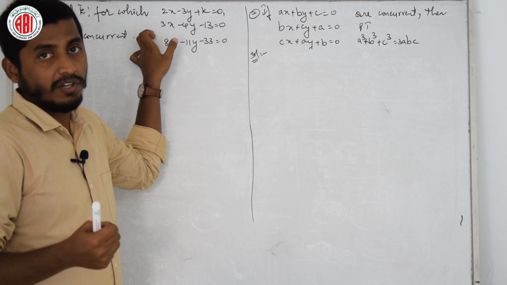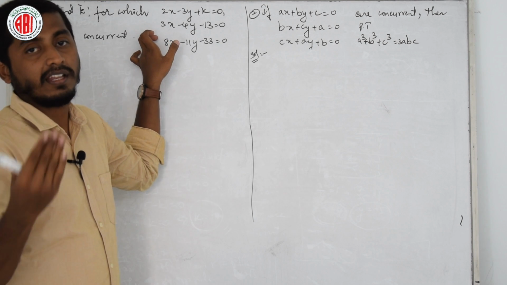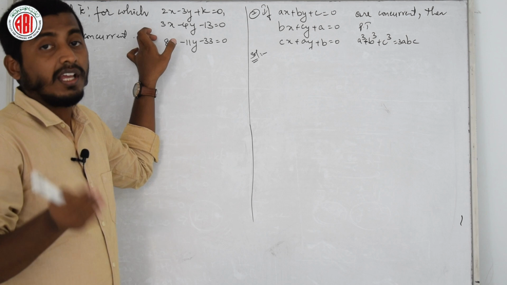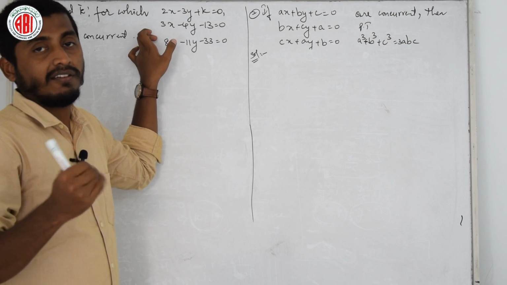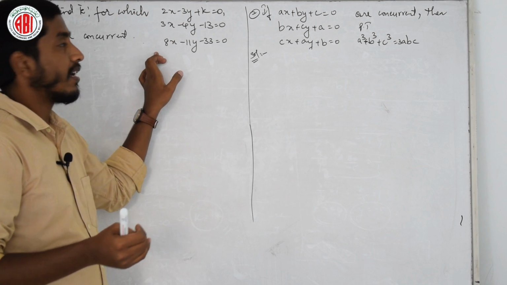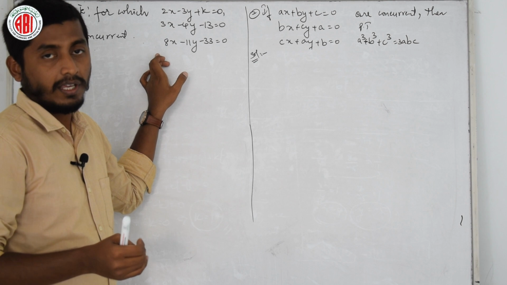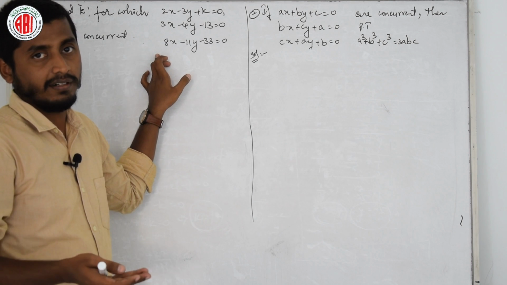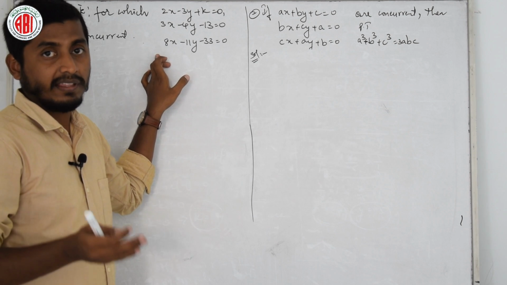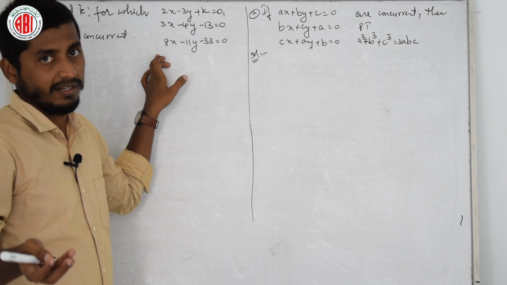We got the point of concurrency and substituted that in the third equation. If it is satisfied, then we say these three lines are concurrent. Okay, now let us find a different method. Let us solve by the matrix determinant method.